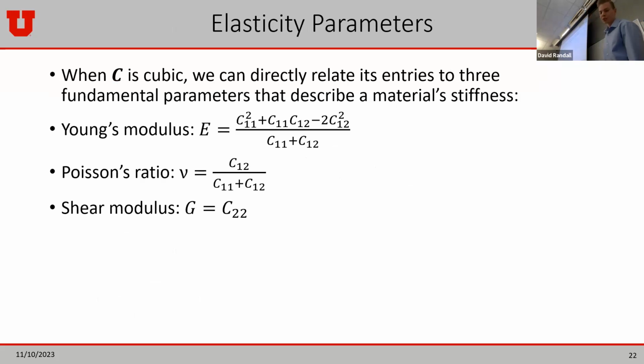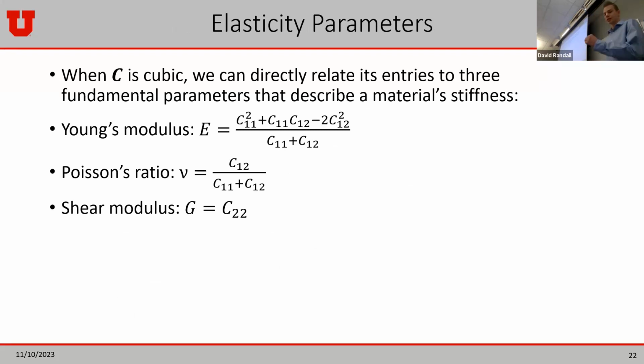So also to get an understanding of how well our models relate to material parameters, we can break C down into three fundamental parameters: Young's modulus, Poisson's ratio, and shear modulus. And this is just to give a more intuitive understanding of how well our model is modeling the material, since it's hard to interpret the C matrix altogether.